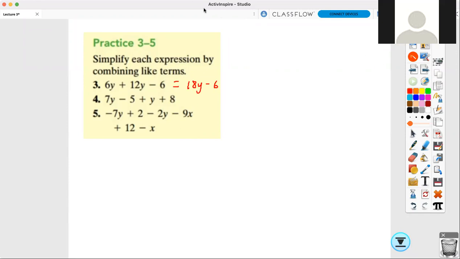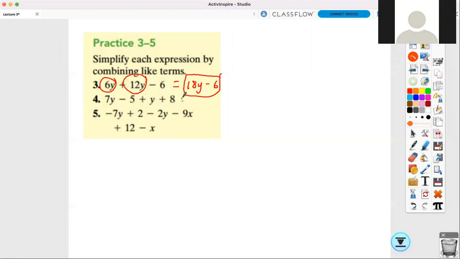So when we combine 6 and 12, when we add them, 6 plus 12 is 18. And we write 18y because it's 6y and 12y. And that gives us 18y. And -6 can't combine with anything else, so we just write it after the y and we're done. We're just adding the numbers here, 6 plus 12, which is 18.